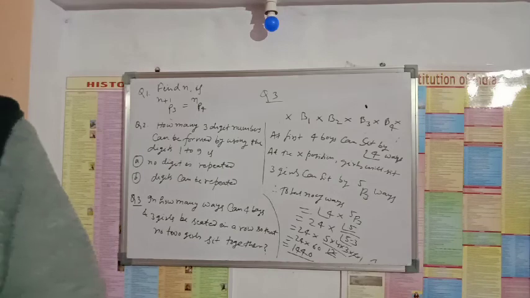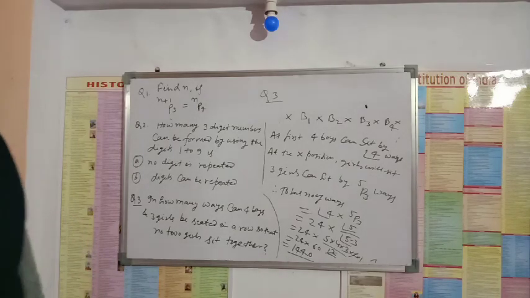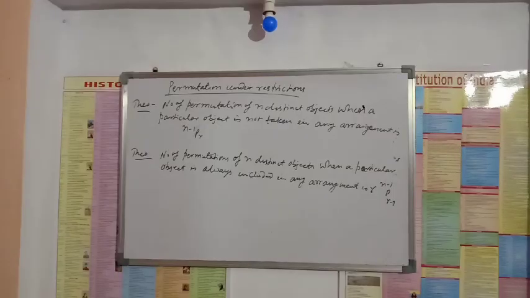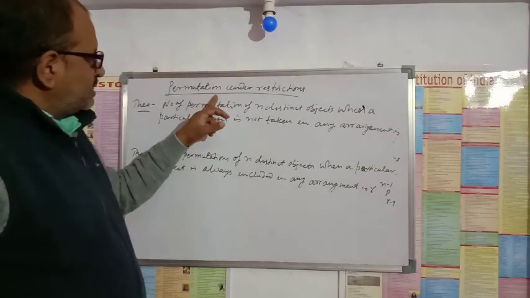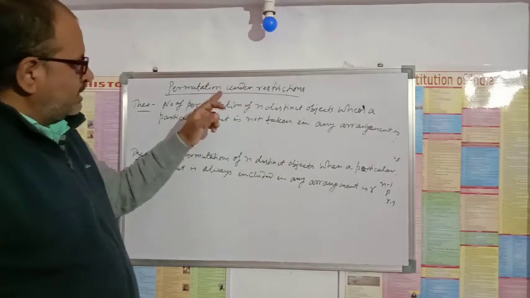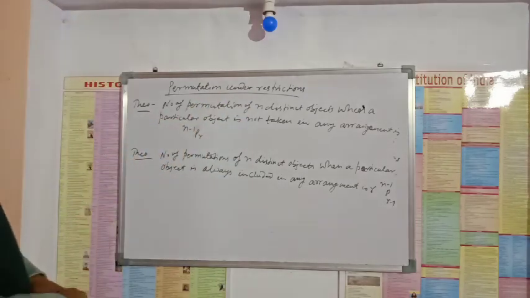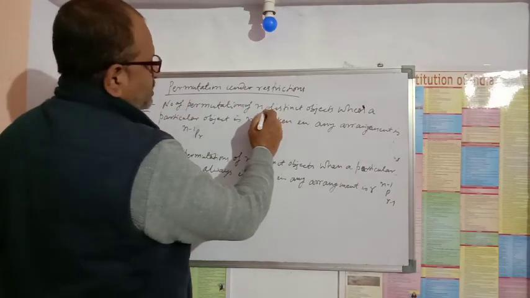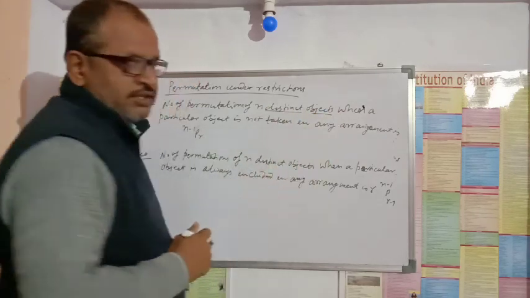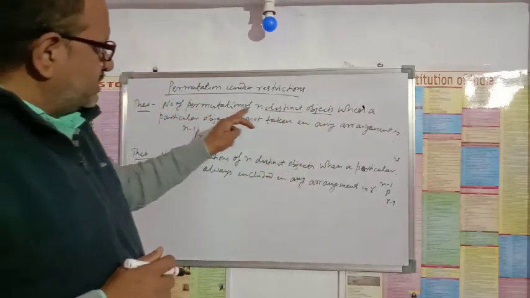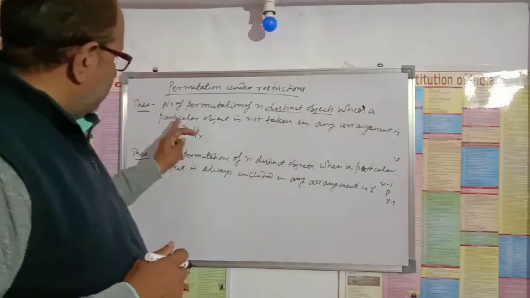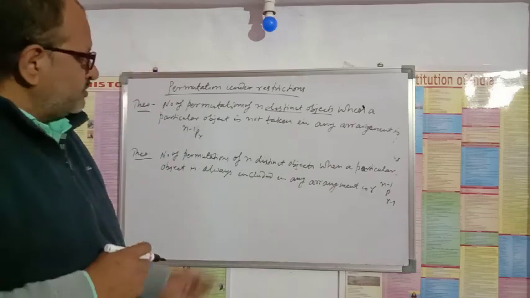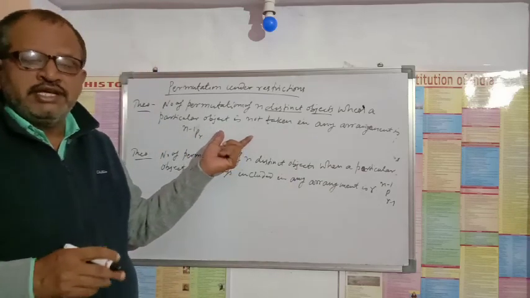Now we will see restricted permutation. Permutation under restriction. There are two theorems. Number of permutations of n distinct objects, distinct objects meaning different objects, when a particular object is not taken in any arrangement. It means we have to not take a particular object in any arrangement.